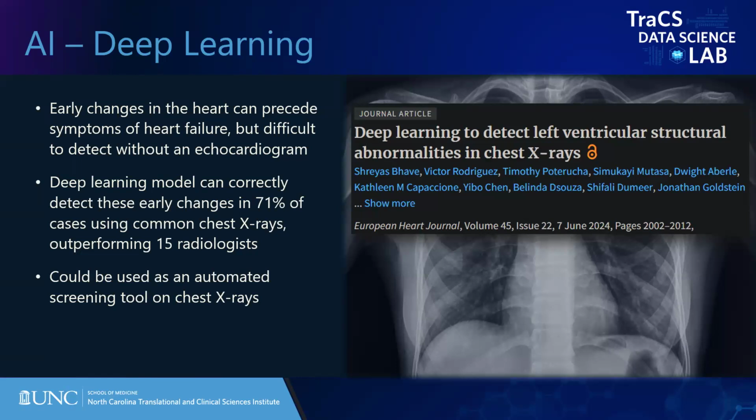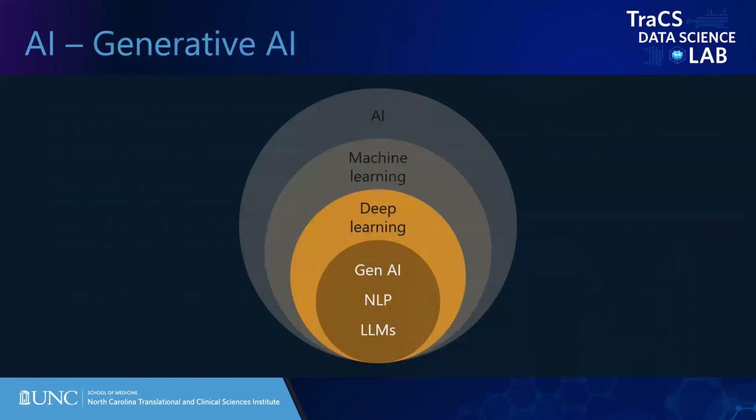So this study demonstrates a possibility of using a model like this for automated or semi-automated screening of signs of heart failure when a patient would go in to get an X-ray. So that's a quick introduction to deep learning and some of the ways that it can be applied. And now we're ready to dive into our last layer of our AI figure, which is where we'll get to talk about the more cutting edge topics of generative AI, natural language processing, and large language models.